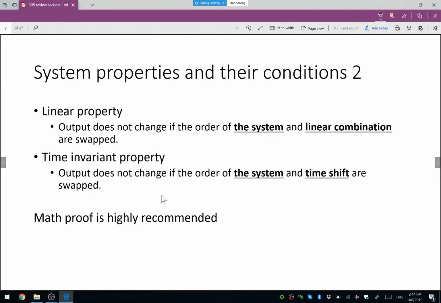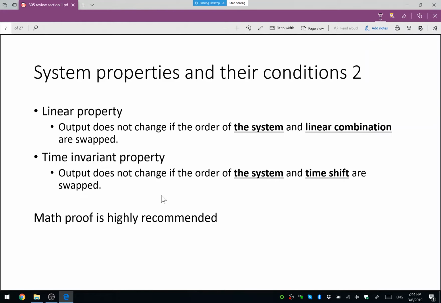So then we go to this group of properties. The proof of these properties is going to be a little long, but if you follow the steps, it's going to be easy. For these two properties, a math proof is highly recommended because a counterexample is not easy to show clearly. The condition of these two properties is that the output is not changed if two operations are swapped.